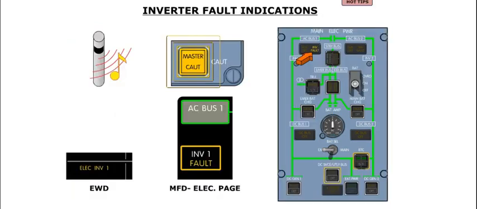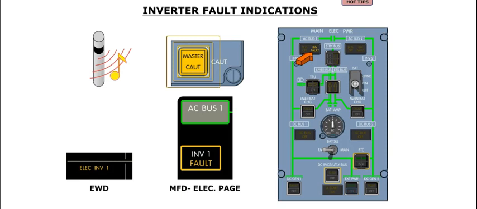The inverter fault lights monitor the associated inverter. An inverter fault light will illuminate in the event an undervoltage or overvoltage has been detected at the output of the associated inverter. An undervoltage could be caused either by an inverter failure or a loss of power to the inverter. Regardless of the cause, the illumination of an inverter fault light will result in a single chime.